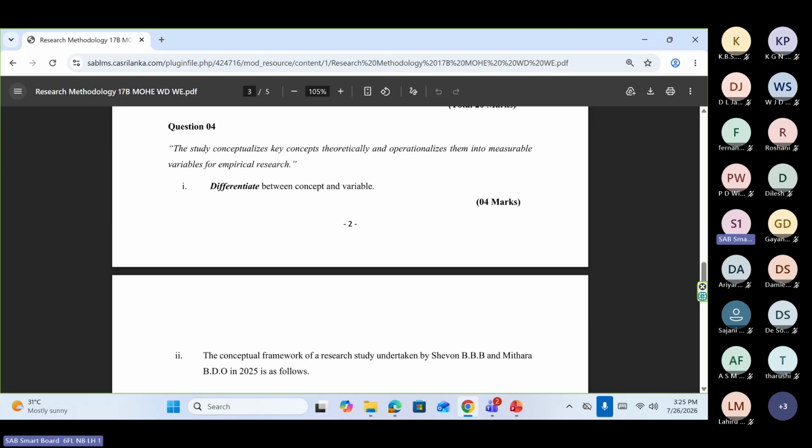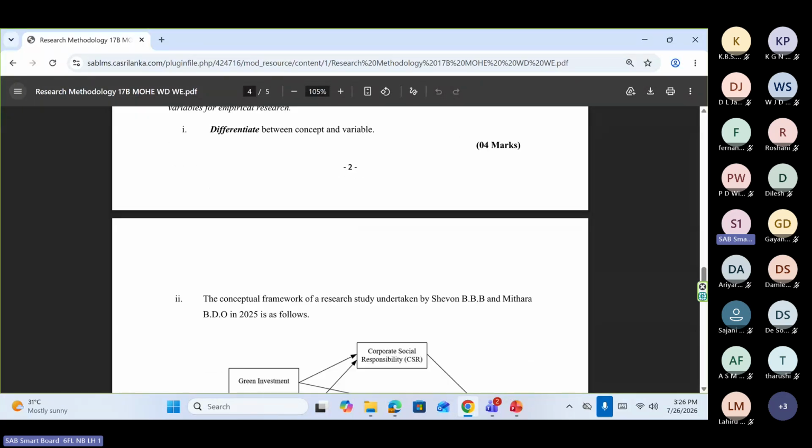Normally in a research methodology paper, there is an opening sentence before the questions below. In question number 4, the opening sentence is: the study conceptualizes key theoretical concepts and operationalizes them into measurable variables for empirical research. The first question asks you to differentiate between a concept and a variable. What is the difference between a concept and a variable?